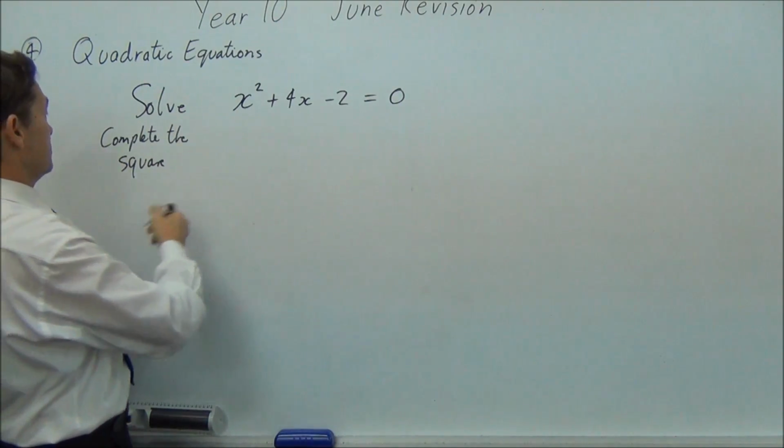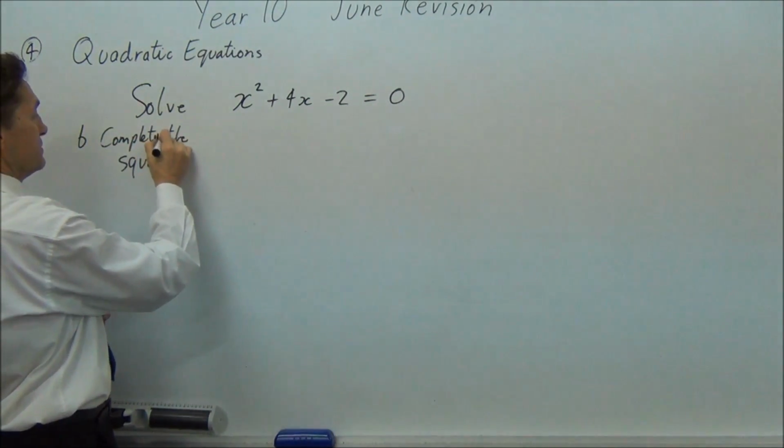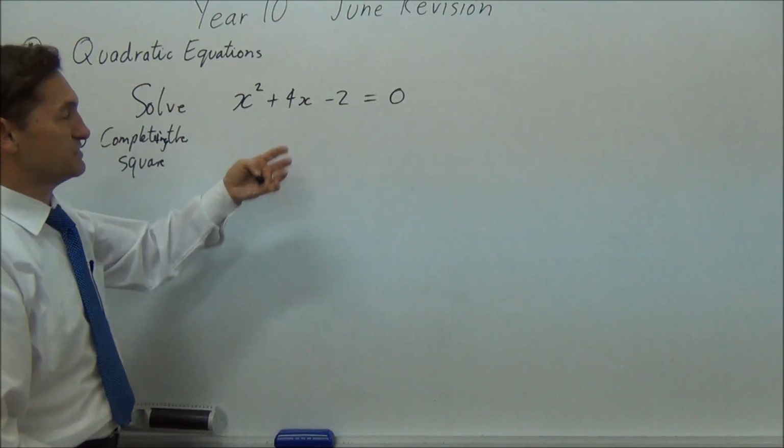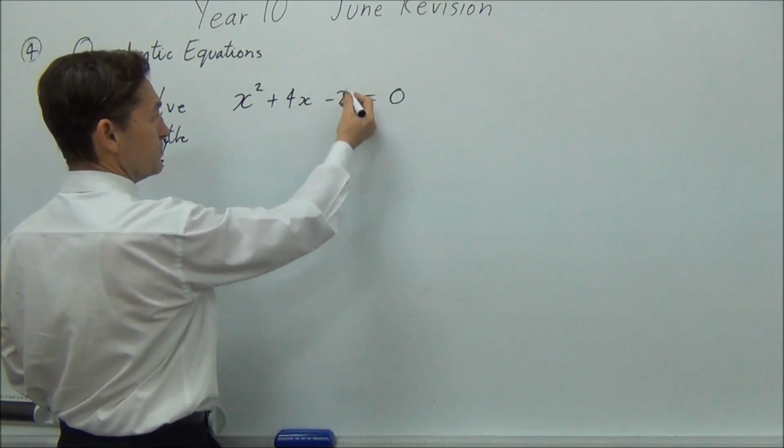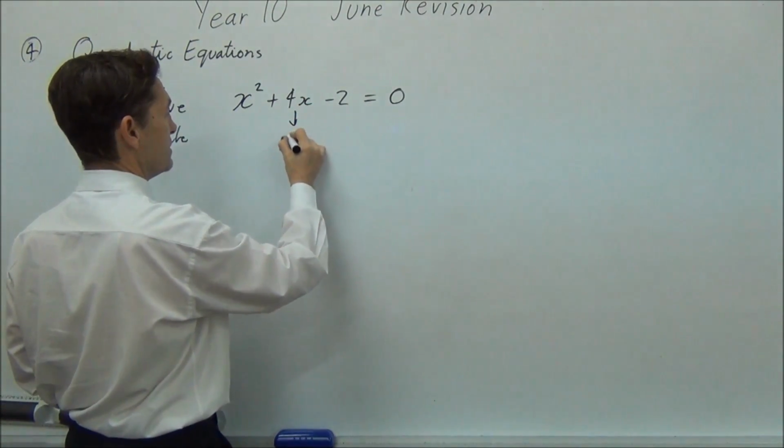Solve by completing the square. Okay, solve this by completing the square. How do you complete the square? Well, you just halve the middle and put the number there. So we want to halve that, and we get 2.